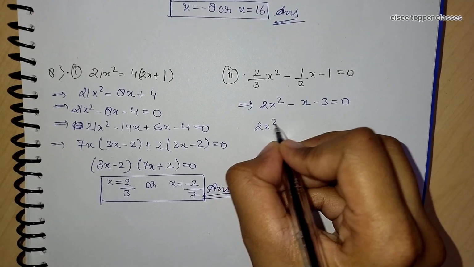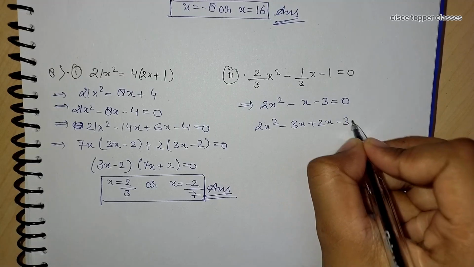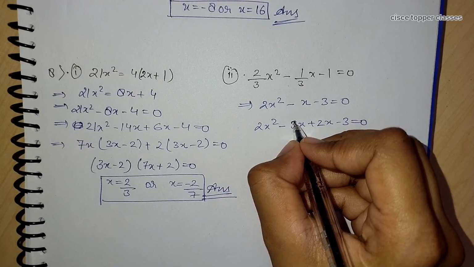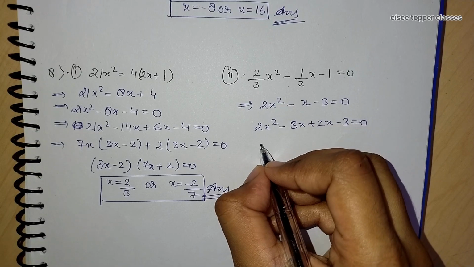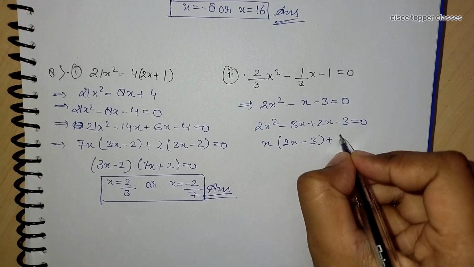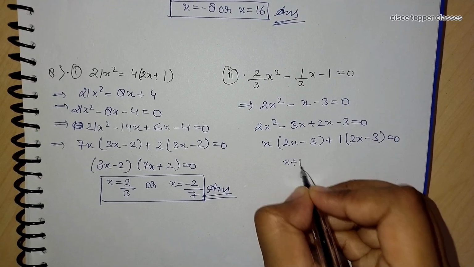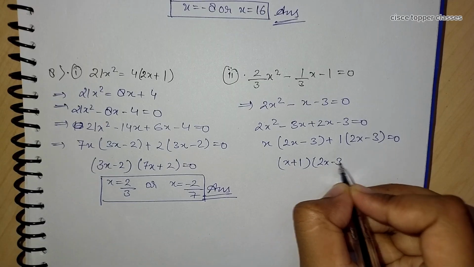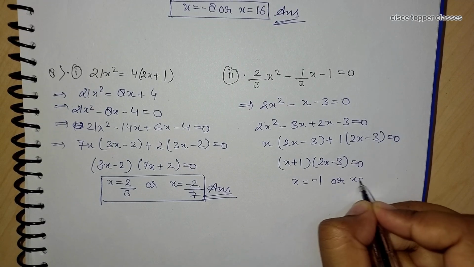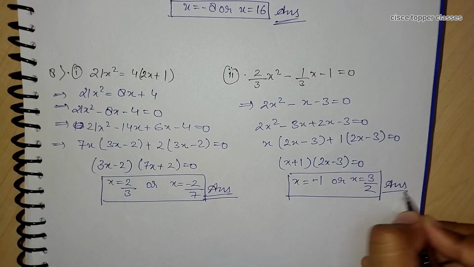And here we will get 2x square minus 3x plus 2x minus 3 equal to 0. So here simply we can write as x is common, so it will be 2x minus 3 plus 1 common, so 2x minus 3 equal to 0. Hence x plus 1 and 2x minus 3 equal to 0, so x is equal to minus 1 or x is equal to 3 by 2 is the final answer here in this question. So this is the answer here.